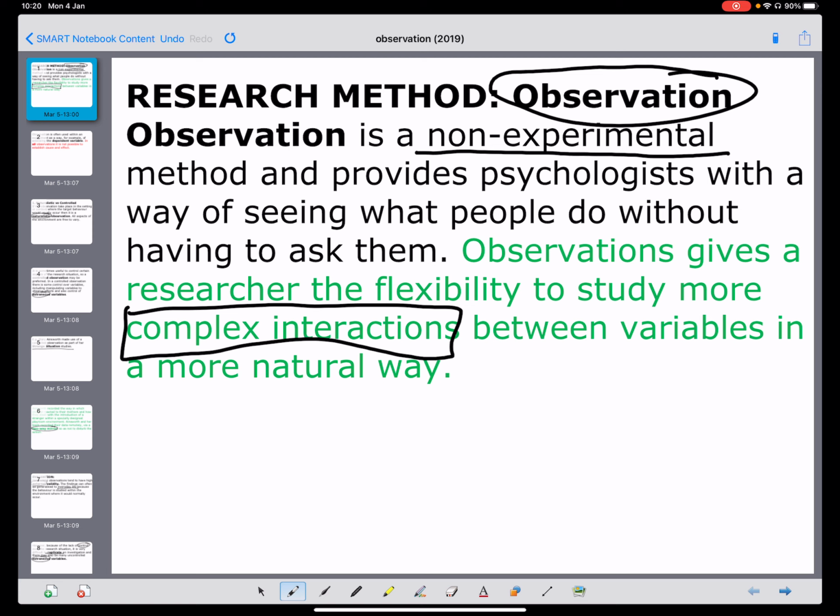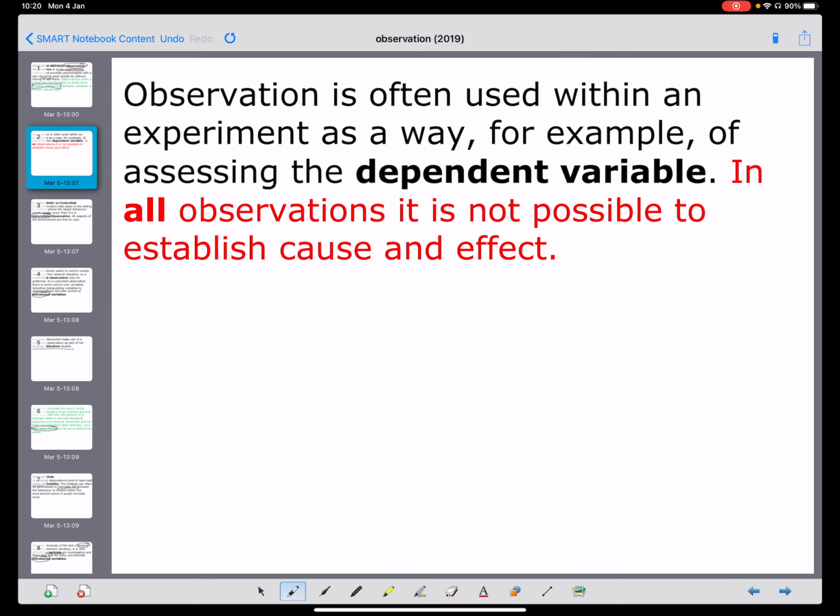So an observation is literally what we see there, observing something. In other words, looking and seeing what their behavior is. Now, of course, an experiment deals with cause and effect. So we can use observation in an experiment, certainly in order for us to establish a DV and observe behavior as variables change.